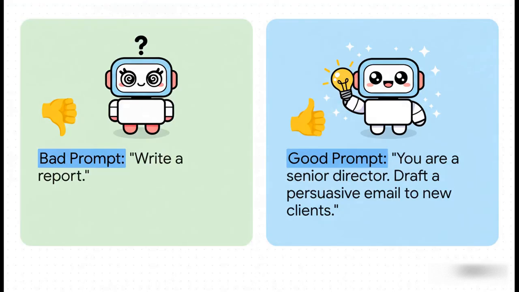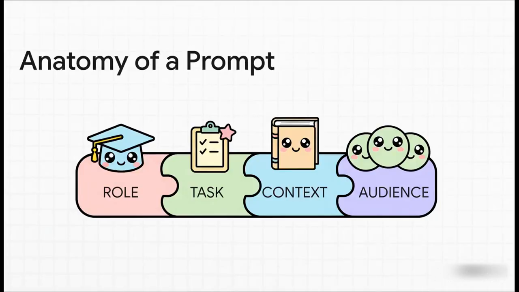And this right here illustrates the difference perfectly. A bad prompt is just a command, a grunt. Write a report. The AI has no idea what you want. But look at that good prompt. It's a real conversation. You're giving it a role, a task, some context, and even a tone. The difference in the quality of what you get back, it's going to be night and day. So let's break that down.